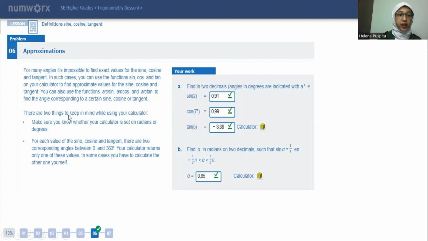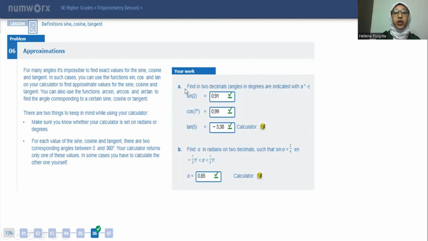There are two things to keep in mind while using your calculator. Make sure you know whether your calculator is set on radians or degrees. For each value of the sine, cosine, and tangent, there are two corresponding angles between 0 and 360 degrees. Your calculator returns only one of these values. In some cases, you have to calculate the other one yourself.